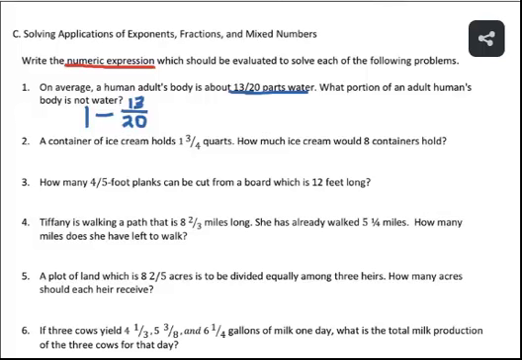In number 2, a container of ice cream holds 1 3/4 quarts. How much ice cream would 8 containers hold? Sometimes it's helpful just to visualize this. So we have a carton of ice cream, and it holds 1 3/4 quarts. So let's put another carton next to that. So now we have a 1 3/4, we have another 1 3/4. So adding those together would tell us how much ice cream we would have in 2, right? And if we put another one beside those 2, we would have 3 containers, 1 3/4 plus 1 3/4 plus 1 3/4. And we would do this 8 times.